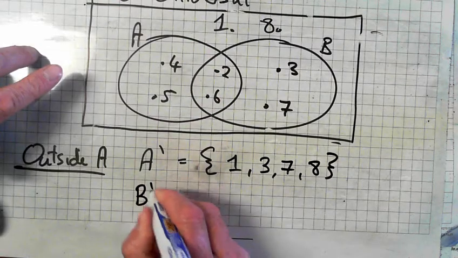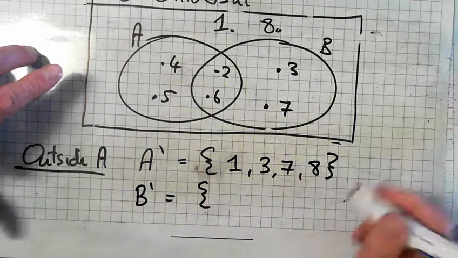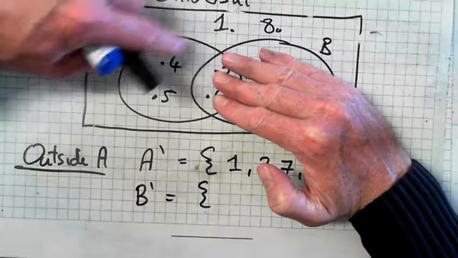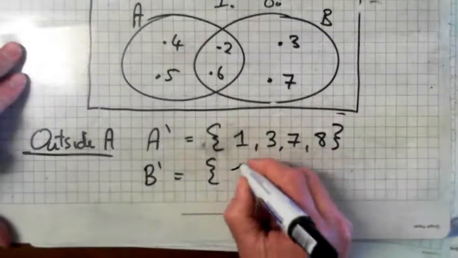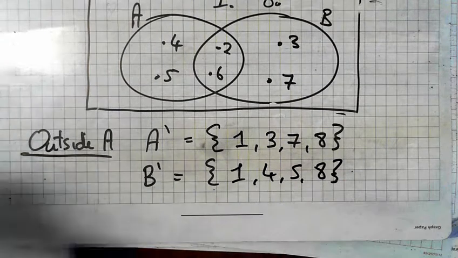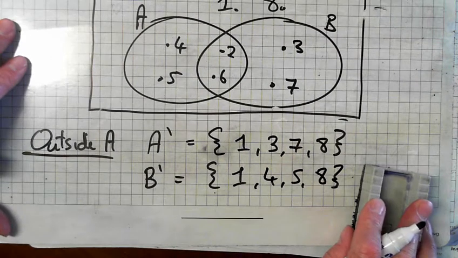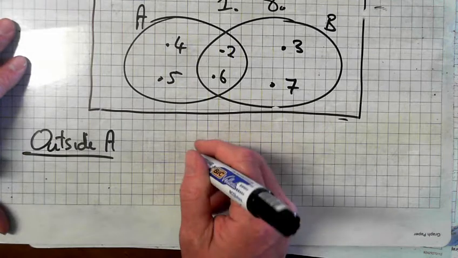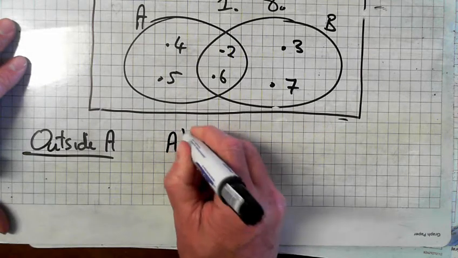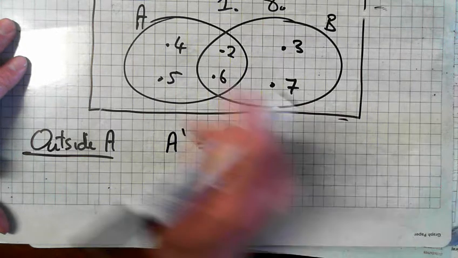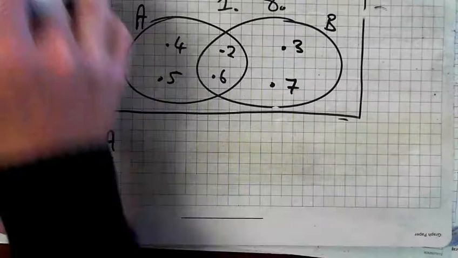Okay, let's do B. What's outside of B? Cover all of the ones that are in B. What's outside of B? 1, 4, 5, and 8. Okay? Right, so that's alright so far, isn't it? Okay. So yeah, what's outside of A? Right, I'll come back to that.